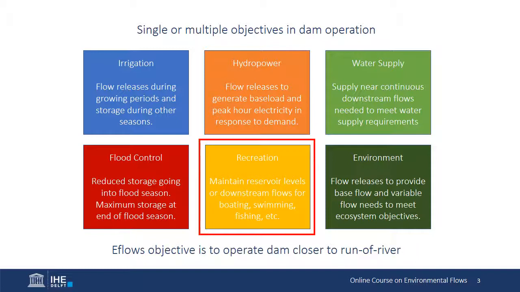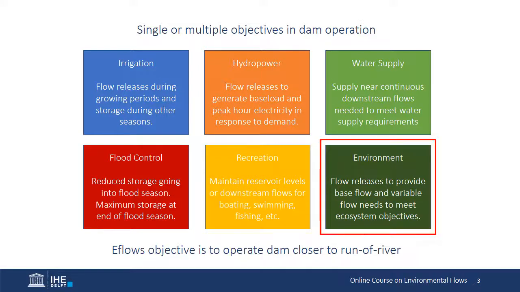For recreation, the dam operator may be thinking about reservoir levels best suited for swimming and boating, or downstream flow releases best suited for whitewater rafting or kayaking. And finally, there's the environment, which we've learned has potentially highly variable flow requirements, but which the dam operator wishes to simplify to some minimum flow when other downstream releases are not required, and perhaps an occasional high flow pulse.